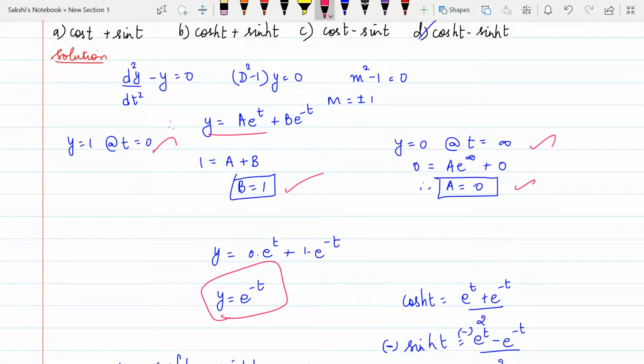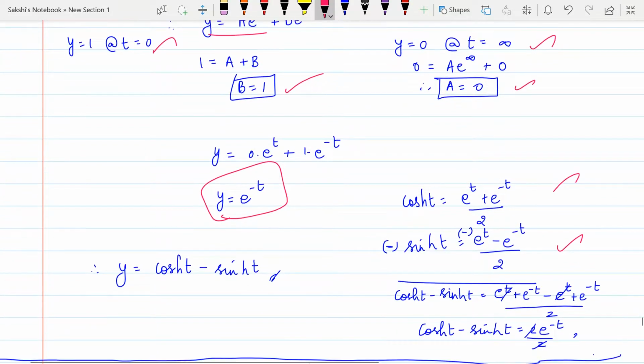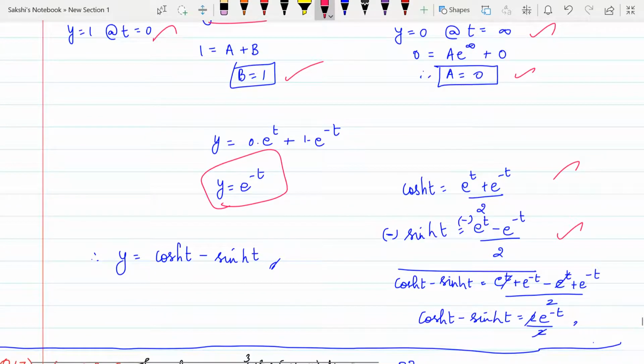If you see the options, you have cos t, cos ht, sin t, sin ht. I don't have any imaginary term in my solution, therefore I'm going to use cos h and sin h. So I have used cos ht and sin ht, and on subtracting these two, I get e power minus t, which is equal to my solution. Therefore, y should be cos ht minus sin ht.